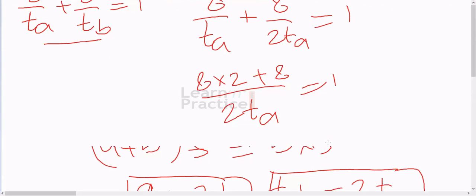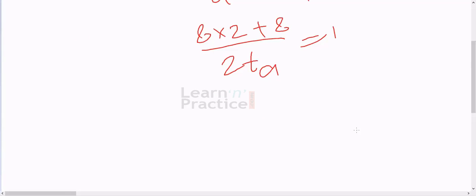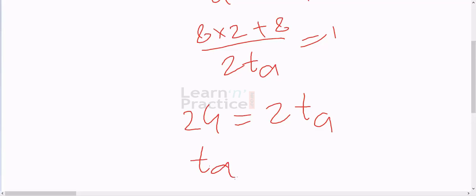Now solve for that. So this will give us 8 into 2, 16 plus 8, 24 is equal to 2TA. So TA is equal to 12. That means time taken by faster tap to fill the tank is 12 hours. Sorry, the question is given in terms of minutes, so it will be 12 minutes.